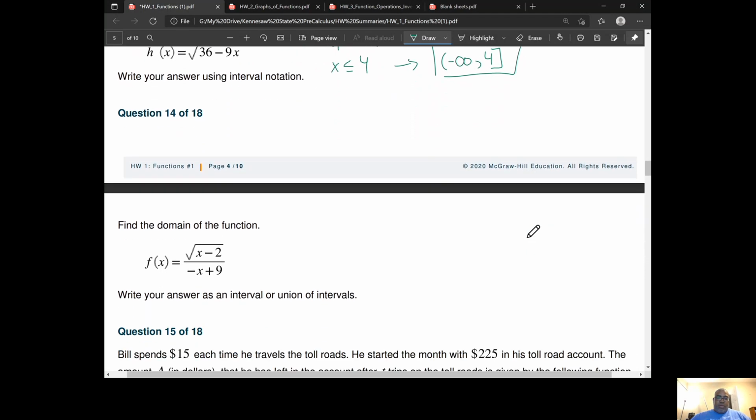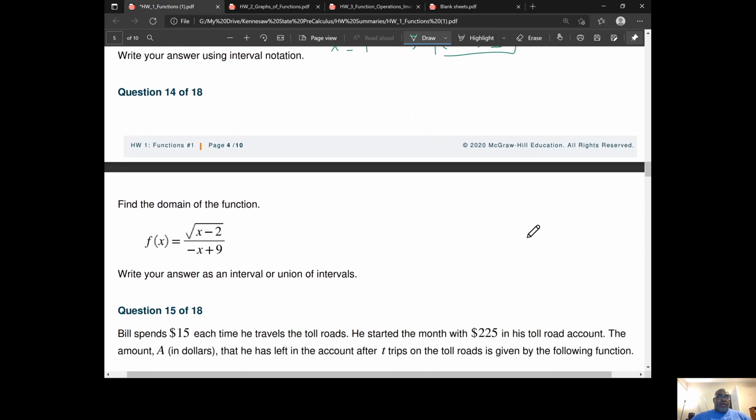All right, here we go, more domain. But I feel like we have begun to grasp this a little bit because we know here by looking at this function that negative x plus 9 cannot equal 0. That's when that is a domain restriction. All right, subtract 9 from both sides, even though you may be able to see it. Negative x is equal to negative 9, so positive x is equal to positive 9. So x cannot equal 9.